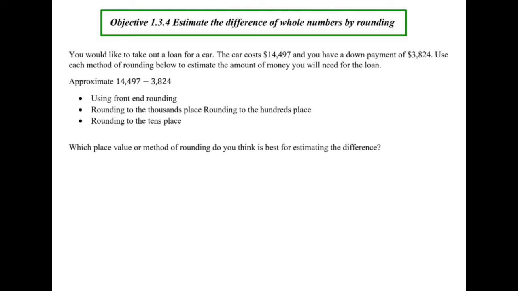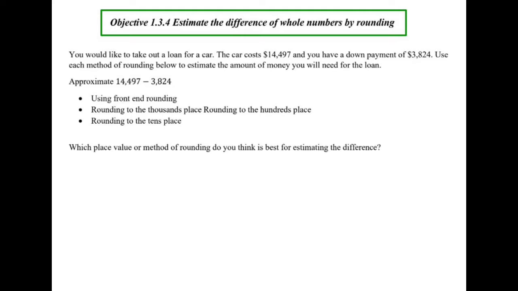Okay, you'd like to take out a loan for a car, and the car costs $14,497, and you have a down payment of $3,824. So use each method of rounding to estimate the amount of money you will need for the loan. Okay? So just a little clarification on what that's actually saying: the price of the car is this, but you already have this much. That's going to be taken away from this. Once you figure out what that amount is, then you will get a loan for that new amount.